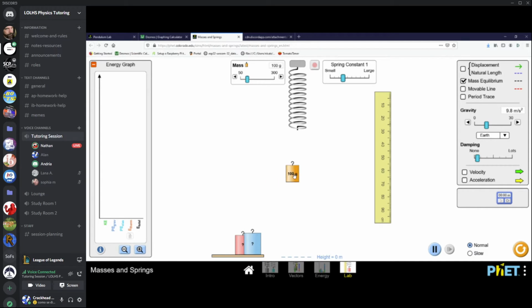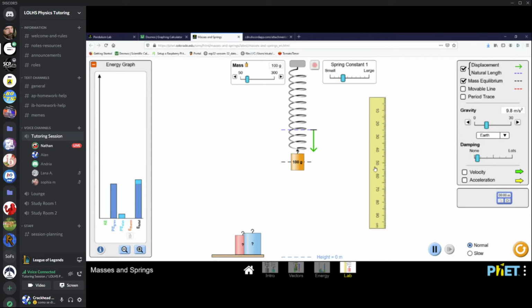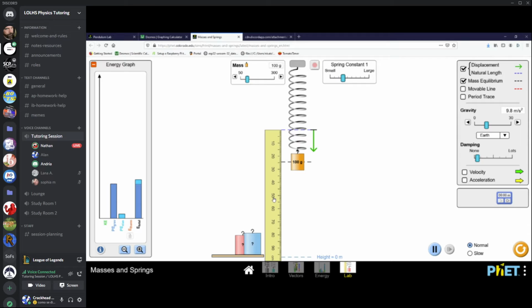All right, so we're gonna put the mass on, and then if you want, you can check this mass equilibrium box, or you can hit stop. That's gonna show you the displacement when the mass is on it. Can you move the ruler? Yeah, and so then you put the ruler at the natural length here, and that's your displacement.